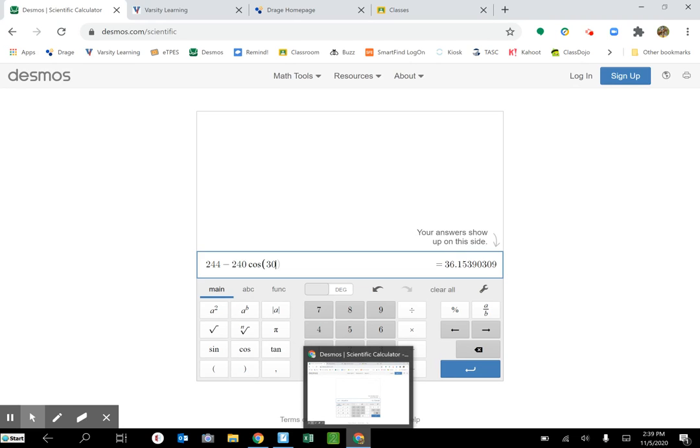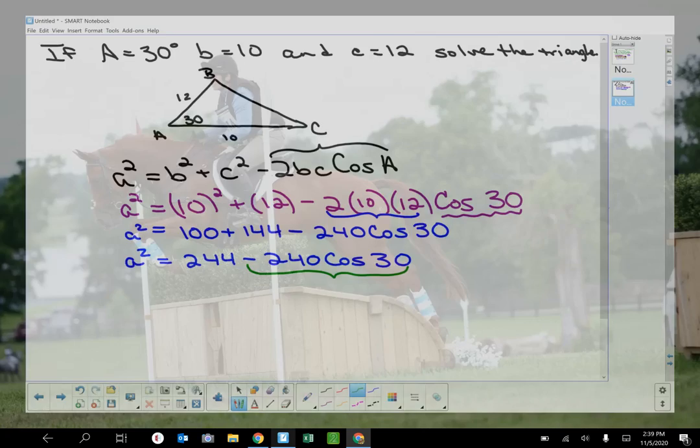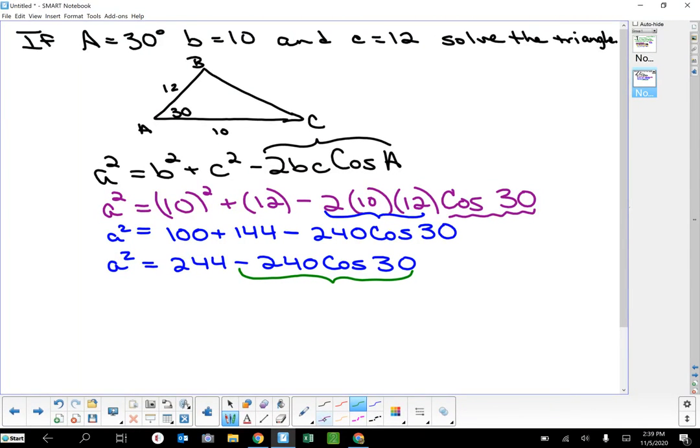I'm going to use 4 decimal places, I guess. 1539. So we have a squared equals 36.1539. Now that's a squared, right? So the next step would be to take the root.